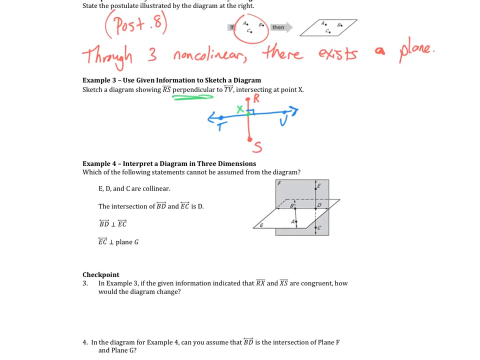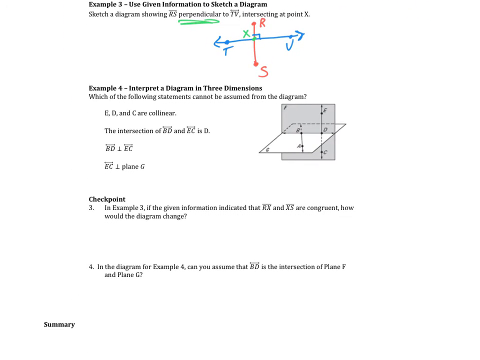Okay. Example 4 is interpret the diagram in 3 dimensions. Which of the following statements can be assumed from the diagram? So can we assume that points E, D, and C are collinear? Can we assume they're all on the same line? Yes. Because in the picture, they clearly are on that same line. They're on the line that goes vertical through that white plane.